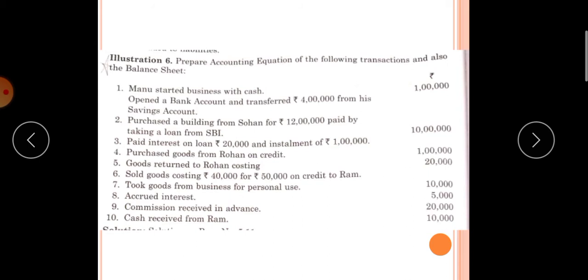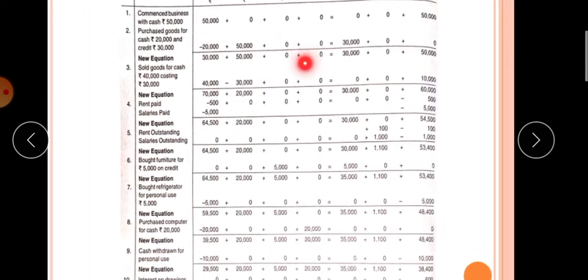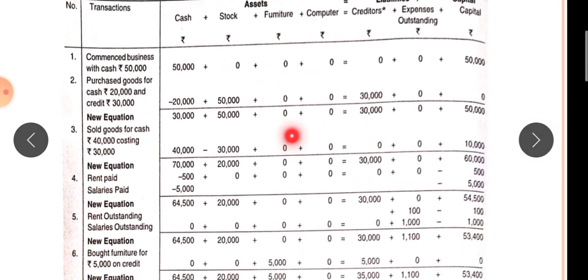See, the first transaction says that Manu started business with cash rupees 1 lakh and opened a bank account and transferred 4 lakh from his savings. The letters are a little small. You can use your mobile screen to enlarge the values.